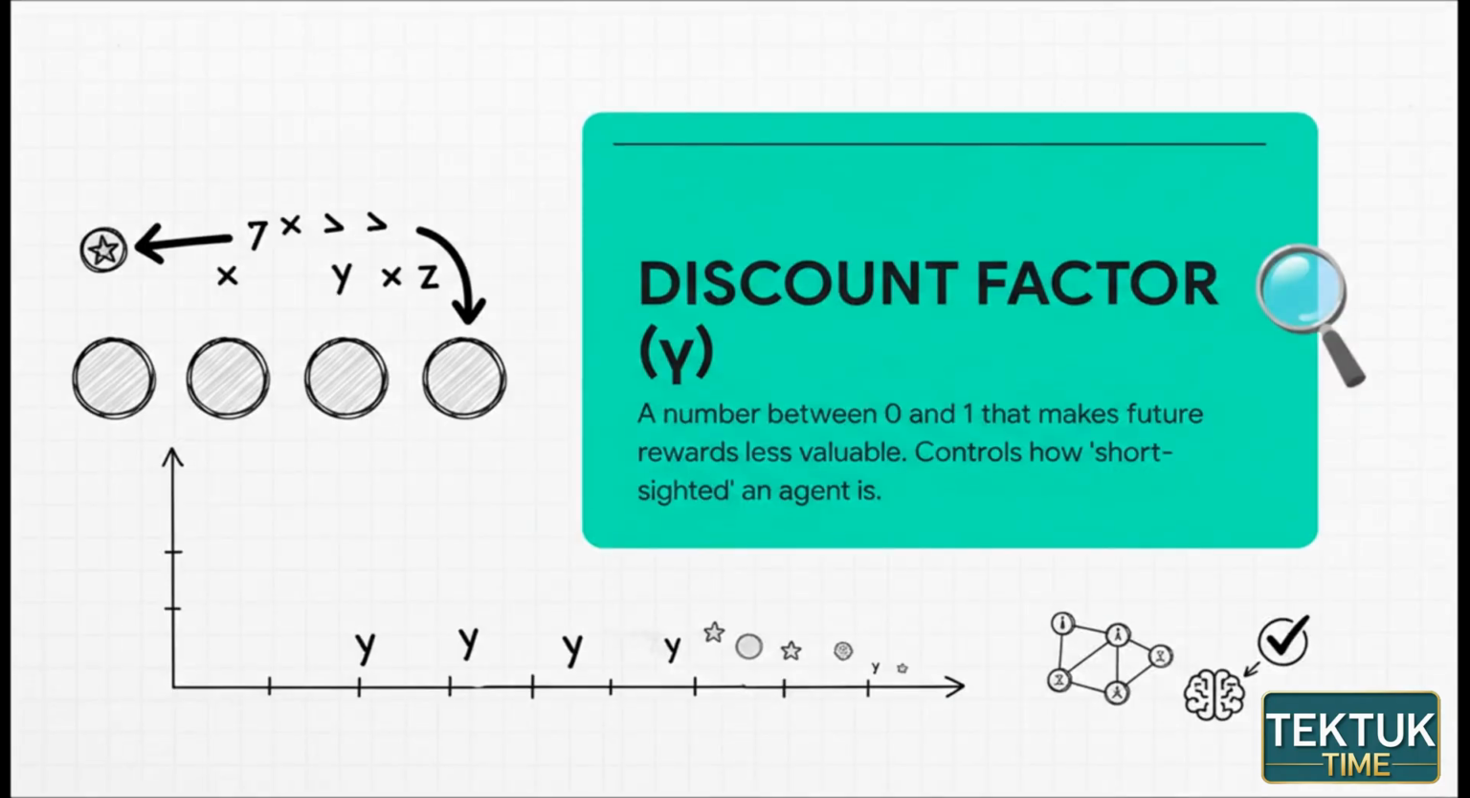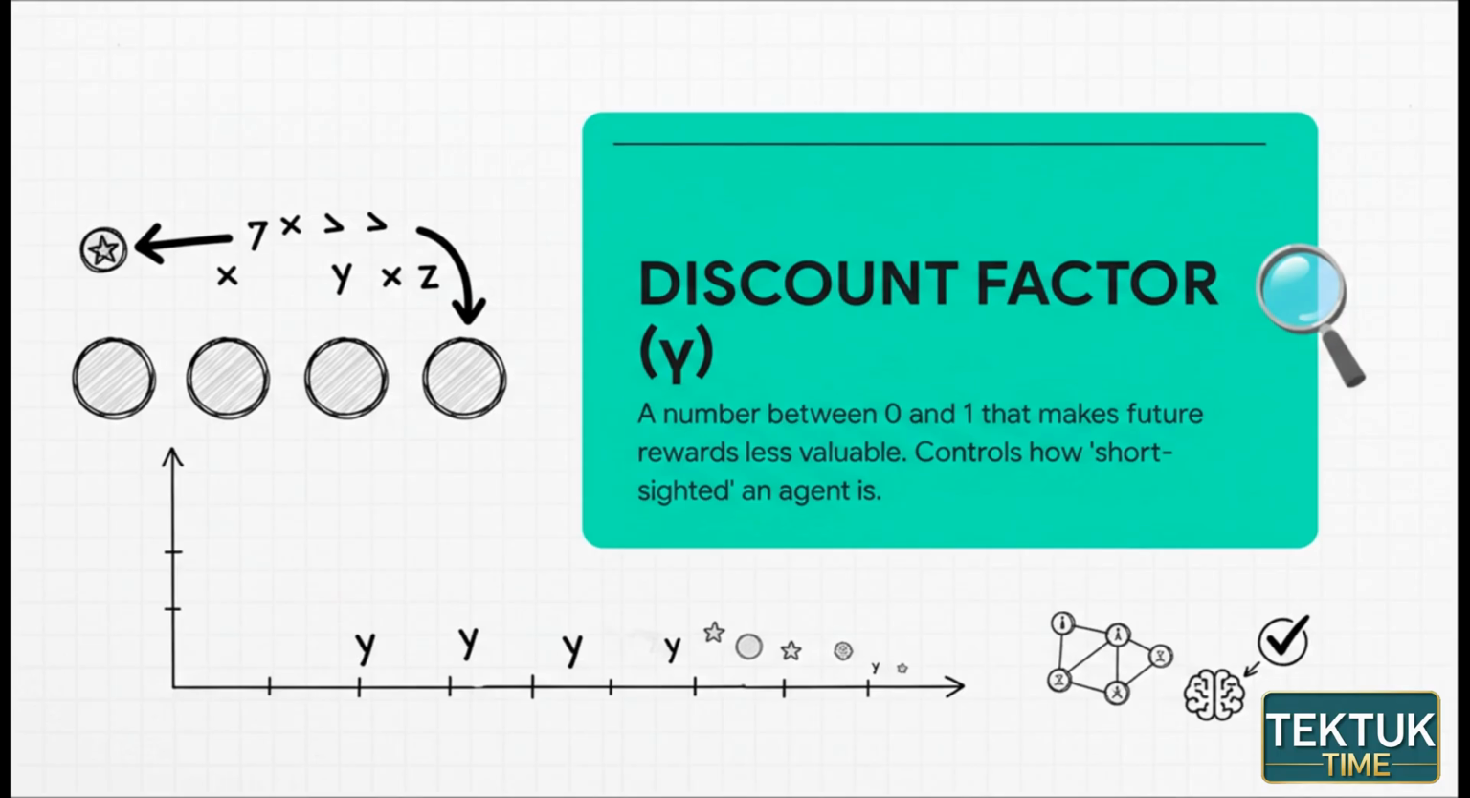The way we do this is with something called a discount factor, usually called gamma. It's just a number between 0 and 1. And for each step we look into the future, we multiply the potential reward by this gamma value. So for example, if gamma is 0.9, a reward that's 2 steps away is only worth 0.9 times 0.9, or 0.81 of its original value. This little trick does two things. It makes the agent's behavior way more realistic, and it also, for technical reasons, really helps the learning algorithms figure out a solution.